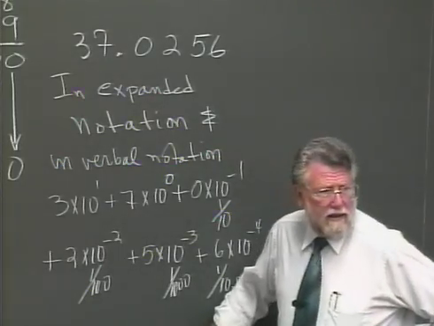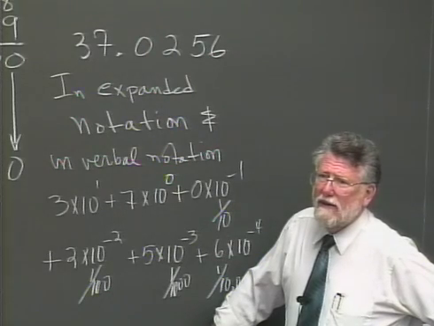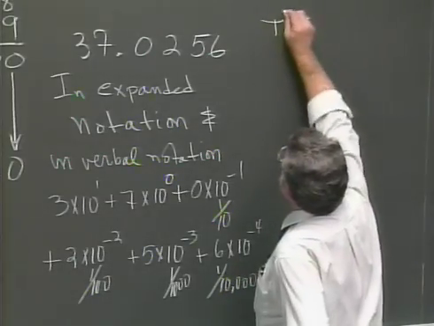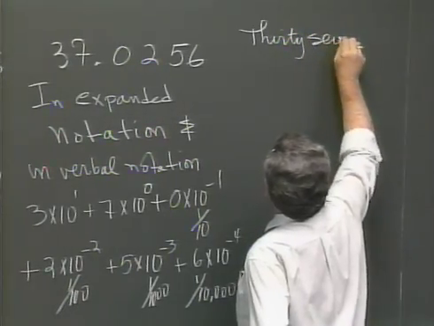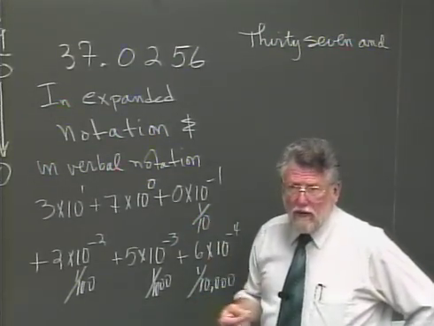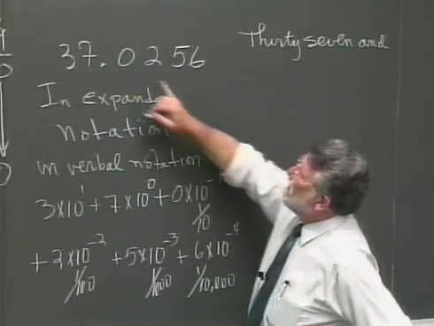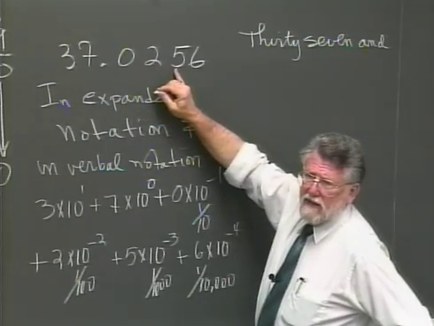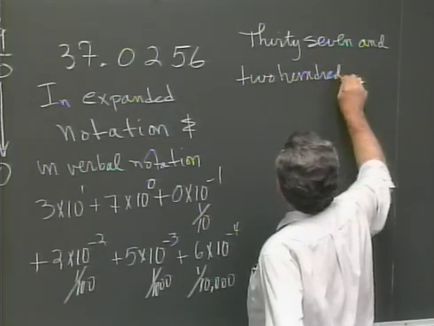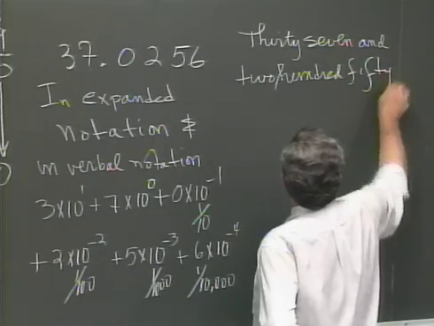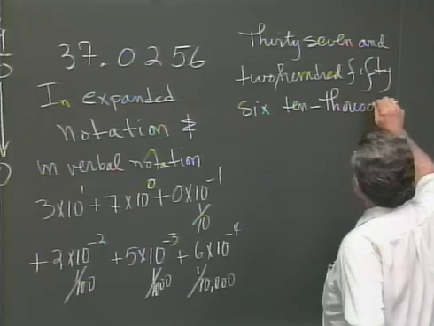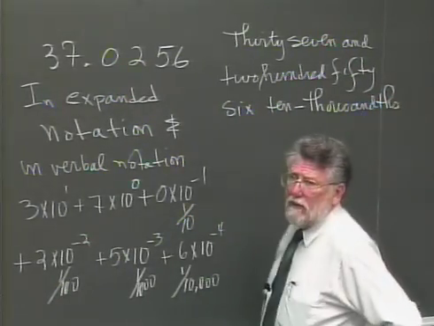Who wants to give a shot at the verbal notation? Okay, Teresa, go for it. 37 and 256 ten-thousandths. Very nicely done. So let me write what was just said. 37. Now I like to use "and" for the decimal point. Now you know you have 256 or something. 256. But what is it? Tenths, hundredths, thousandths, ten-thousandths. So I have 256 and then ten, and at this point I like to put a hyphen. Thousandths. You have to have the THS, and that would be verbal notation.